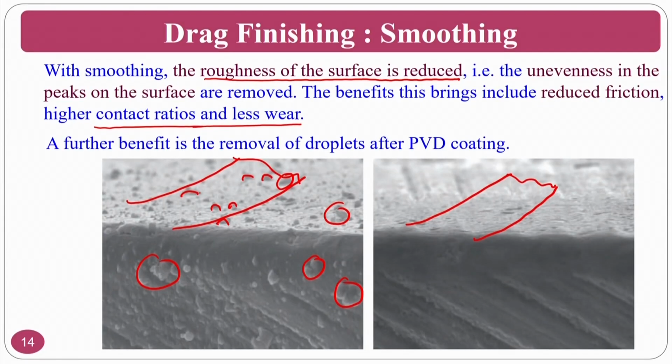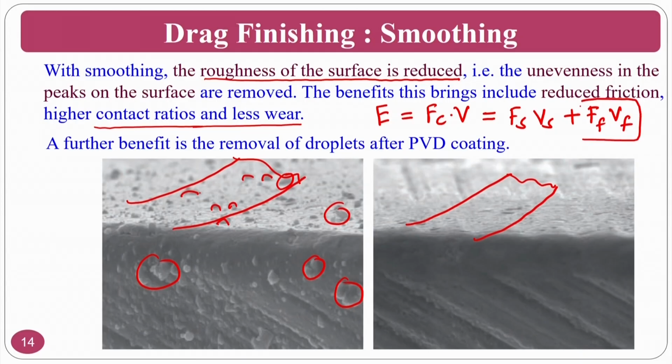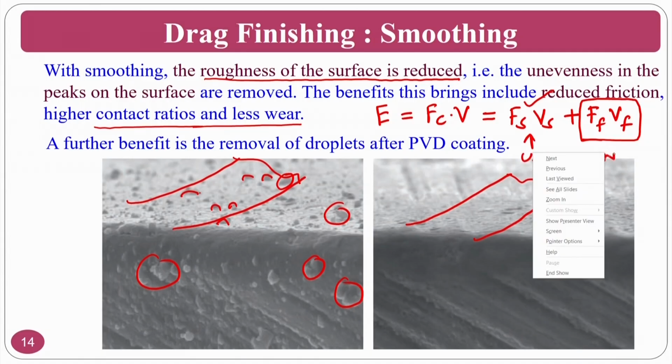If you see here in the metal cutting, normally input energy is nothing but Fc into V, cutting force into cutting velocity, which is equivalent to shearing force and shearing velocity plus frictional force and frictional velocity. So, if you can reduce the frictional velocity and frictional force, what will happen? That means that your shearing component will be very high. That means that this particular thing is known as useful and this is waste.